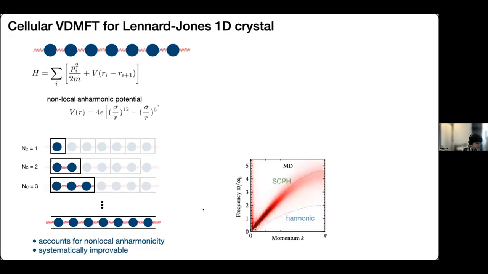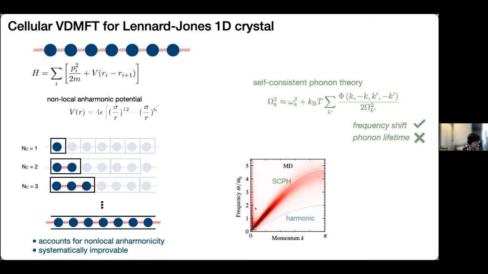So this is the spectral function obtained by molecular dynamics simulation for this lattice with Lennard-Jones pair potential. It crosses zero at zero momentum as a signature of the acoustic phonon branch. I also plotted the dispersion in the harmonic approximation in the blue dashed curve, and with self-consistent phonon theory. As we discussed earlier, SCPH is a mean field method equivalent to Hartree-Fock theory. It determines effective non-interacting phonon frequencies from a mean field harmonic potential by a factorization of quartic interactions. As a result, we can see that it can predict the frequency shift well, like the agreement of this green curve with the MD result, but cannot give a finite lifetime.